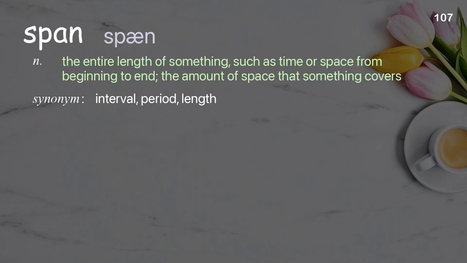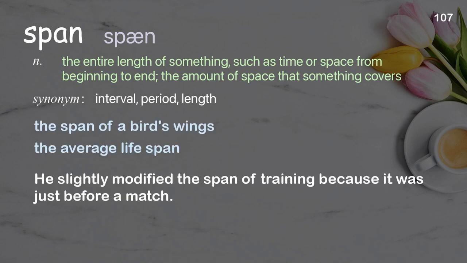Span. The entire length of something, such as time or space from beginning to end, the amount of space that something covers. Examples: the span of a bird's wings, the average lifespan. He slightly modified the span of training because it was just before a match.